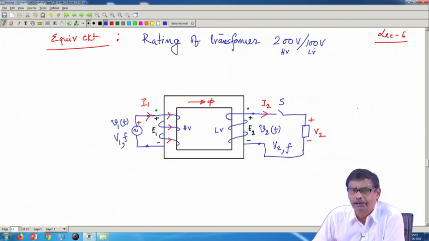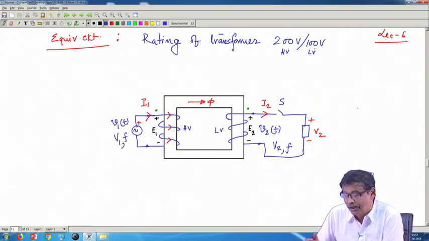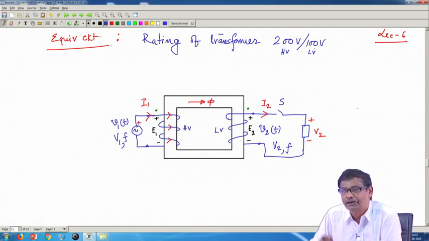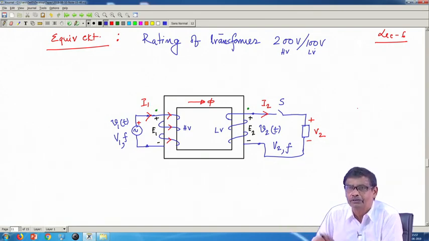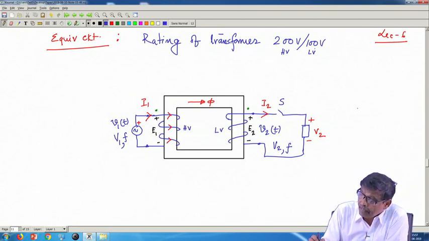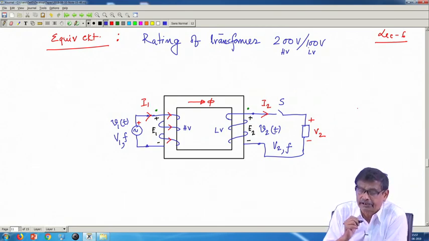Suppose 100 volt is available, you have this transformer, and you require 200 volt. Then there is no other way out: energize the LV side with 100 volt and get 200 volt to supply your load, or vice versa. So, these are called the voltage ratings.